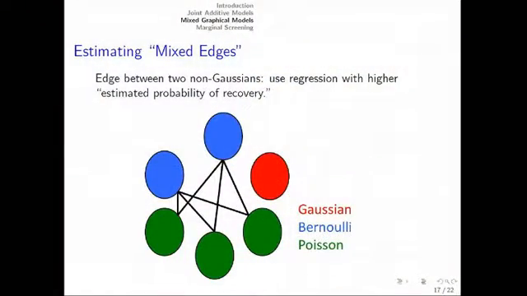And then in contrast, if you're trying to estimate an edge between 2 non-Gaussians, we have a formula that tells us which node you should regress on the others in order to recover that edge, so that your probability of successful recovery will be as high as possible. So for instance, in this toy example, some of these edges between non-Gaussians I'm going to estimate by regressing a Bernoulli onto the others, and some I'll estimate by regressing a Poisson random variable onto the others.